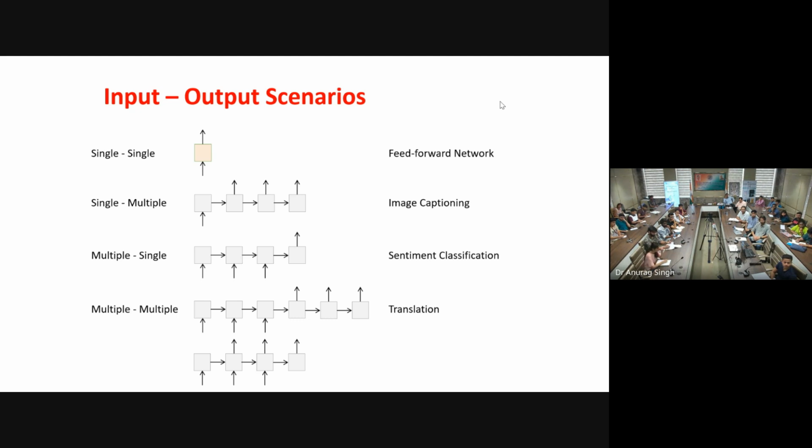Then again another problem: translation from Hindi to English. So what happens? You have a sentence which has multiple words, and what is the output? You translate from Hindi to English. That is also multiple words. So you want to convert from multiple input to multiple output. Again, such kind of problems are solved using RNN.